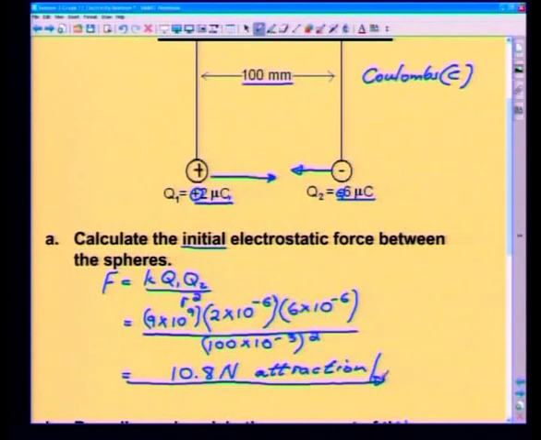Or you can say 10.8 newtons of Q2 towards Q1, or Q1 towards Q2. That would be enough. But the attraction is actually good enough to tell us the type of direction that these two spheres are going to take as they move. We know that attraction would mean they are moving towards each other. That's the direction.